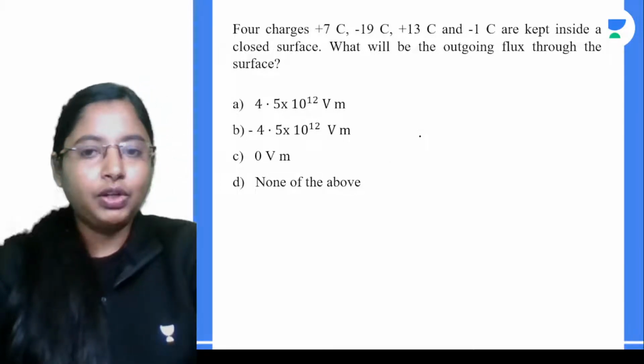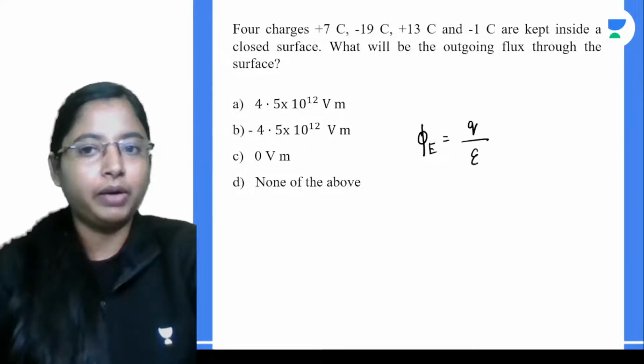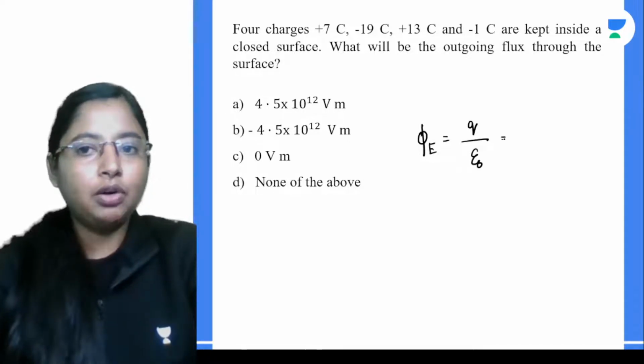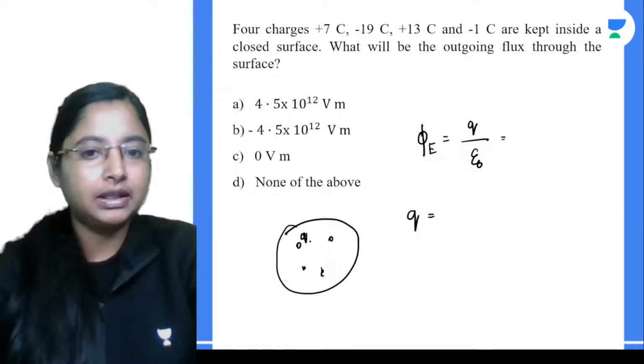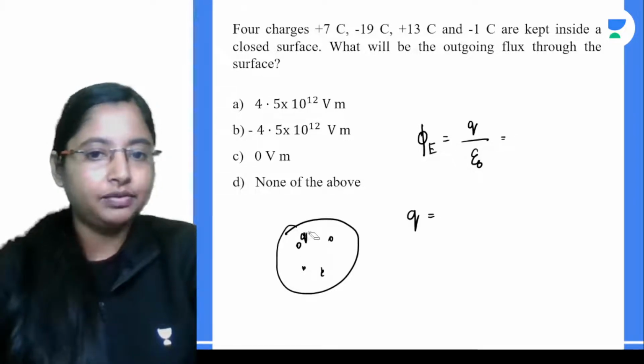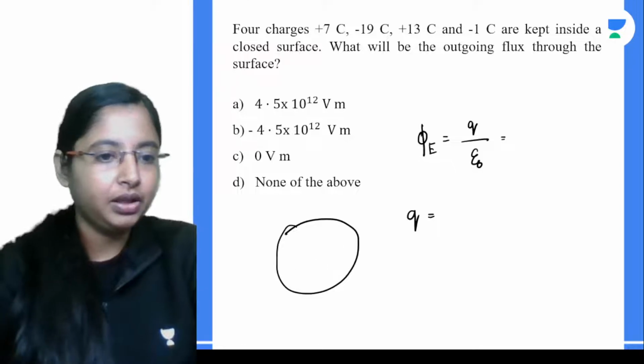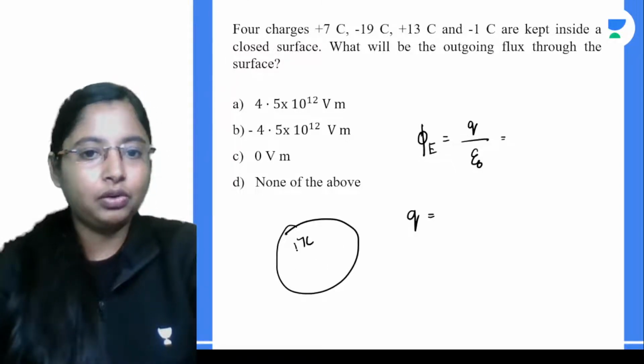Okay, so here what we know according to Gauss's theorem is that the total flux through a closed surface is nothing but Q by epsilon naught. So what is Q over here? Q is the charge. Let's say we have a surface and inside that we have 4 charges: 7 coulomb, minus 19 coulomb, plus 13 coulomb and minus 1 coulomb.